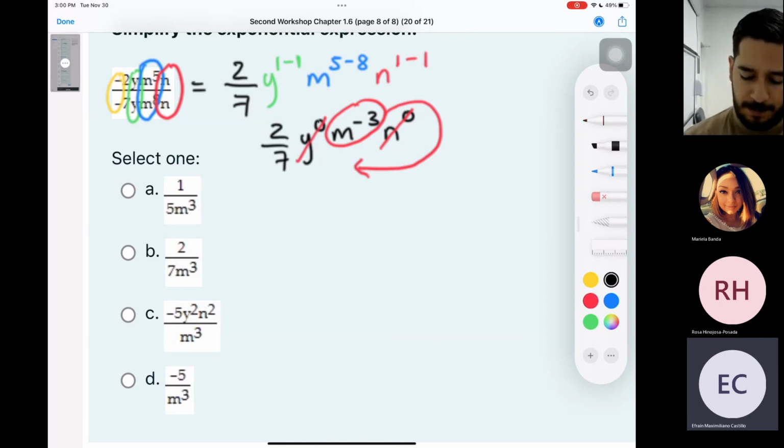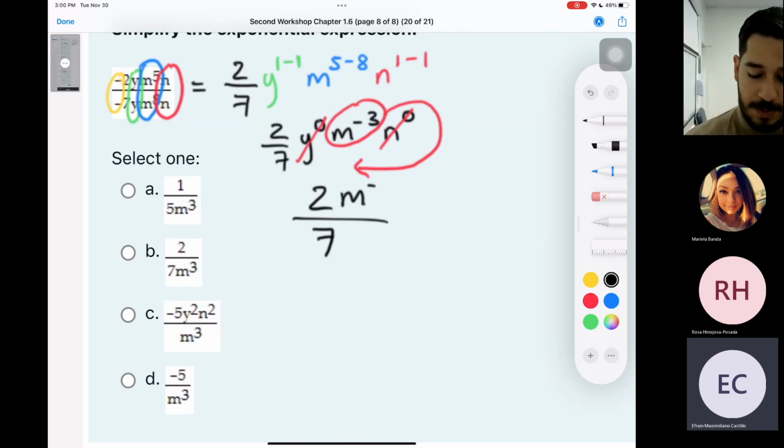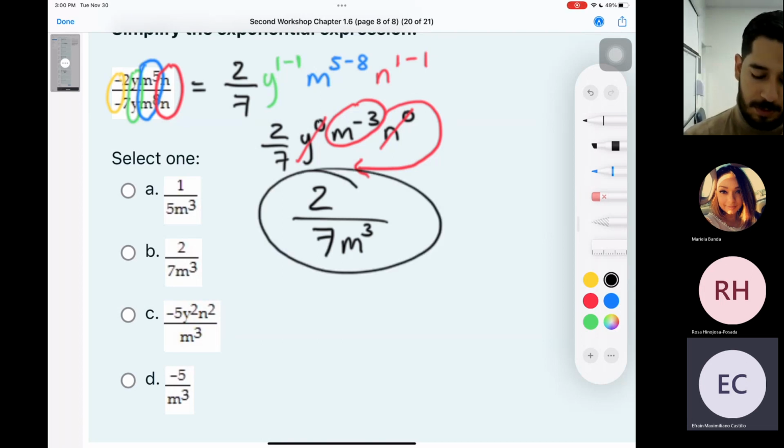So if I have my fraction, I have a 2 on the top, I have a 7 on the bottom, and I originally have an m to the power of negative 3 on the top. I am going to send it to the bottom, and that is going to make that m a positive exponent. So this will be the expression that we're looking for.